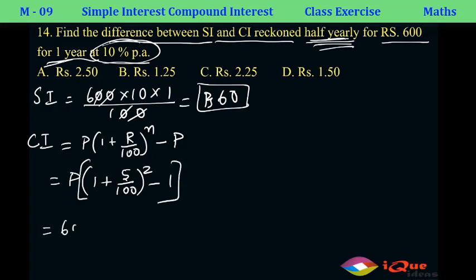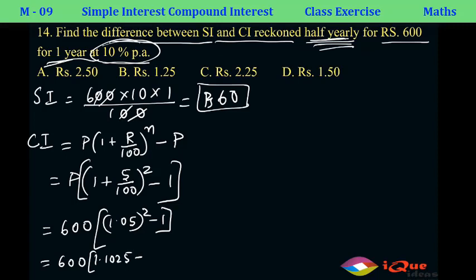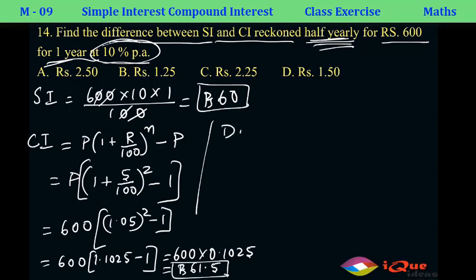Right. So P is 600 into 1 plus 5 by 100, which is 1.05, 1.05 square minus 1. Now 1.05 square is 1.1025, minus 1. So it becomes 600 into 0.1025, which is equal to 61.5 rupees. Alright. So the required difference will be equal to 61.5 minus 60, which is 1.5 rupees. So the answer of this question is 1.5 rupees, which is D option.